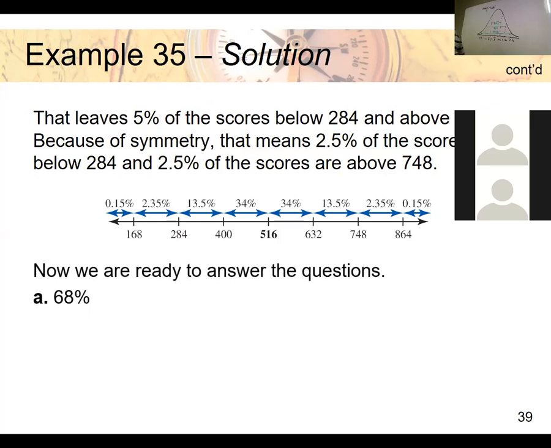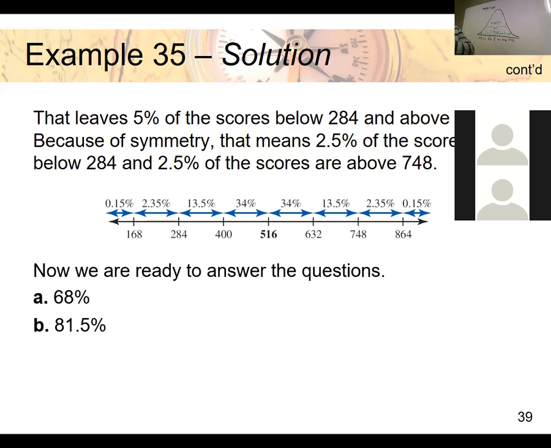So let's answer some questions here. In part A, between 400 and 632. Here's 400 and here's 632. If this is 34 and that's 34, we add 34 and 34 to get 68%. So 68% of the SAT scores are between 400 and 632.